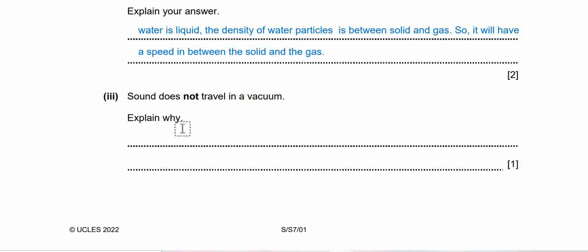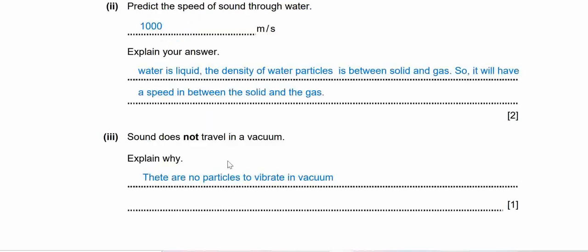Alright, let's open up the answer, guys. So there are no particles to vibrate in a vacuum. That's why sound does not travel in a vacuum. Sound waves need a medium to travel. Next. Alright, that is the end of our discussion.